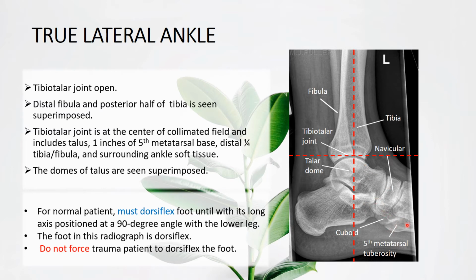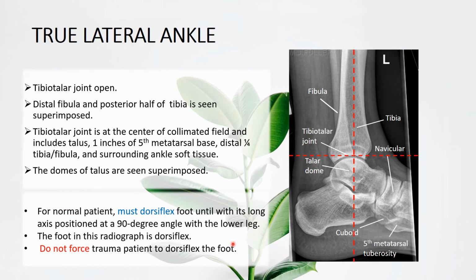One inch of the fifth metatarsal tuberosity, or we call it the metatarsal base, and the distal 1/4 of the fibula and tibia, and surrounded by ankle soft tissue. As you can see here in this radiograph, this picture is taken from the internet, and the soft tissue is not cut off. The domes of the talus are seen superimposed. There is superimposition of the medial and lateral domes of the talus.